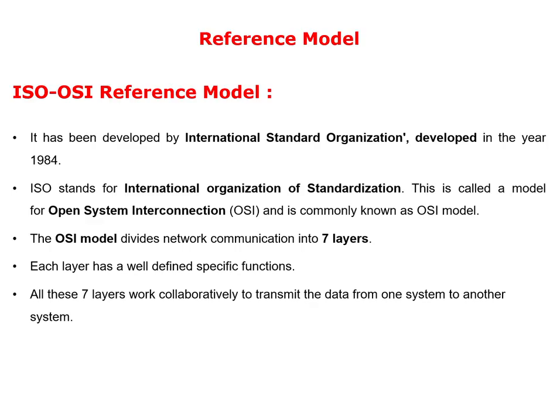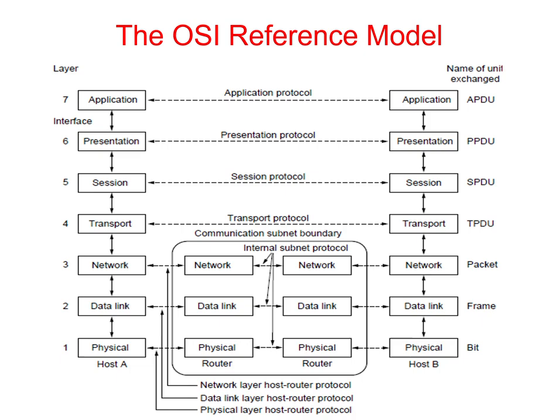So what is the main objective of this OSI reference model? These total 7 layers work collaboratively to transmit the data from one system to another system. That is the main objective of the OSI reference model. So what are the total layers in the OSI reference model? The first layer is the physical layer, the second layer is the data link layer, the third layer is the network layer, the fourth layer is the transport layer, the fifth layer is the session layer, the sixth one is the presentation layer, and the seventh one is the application layer.